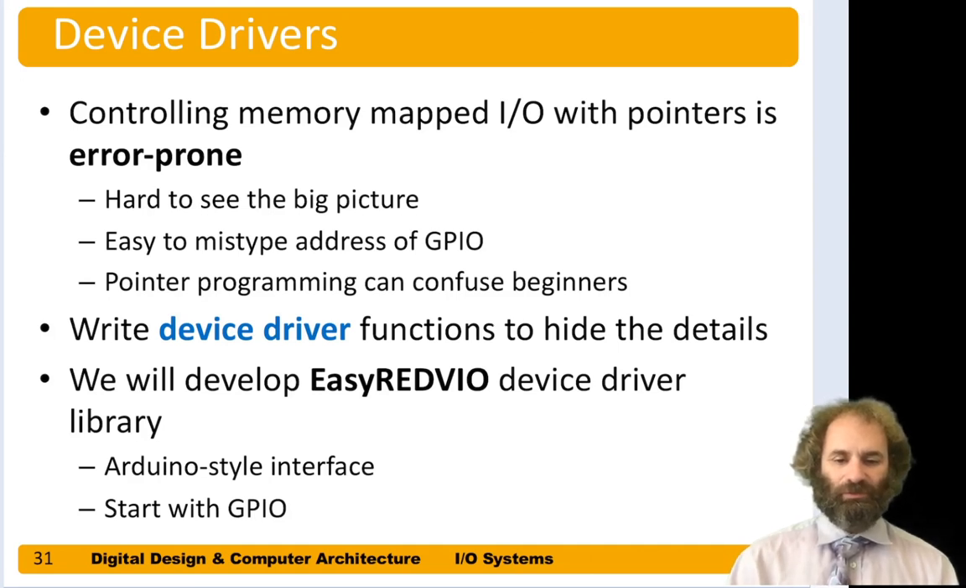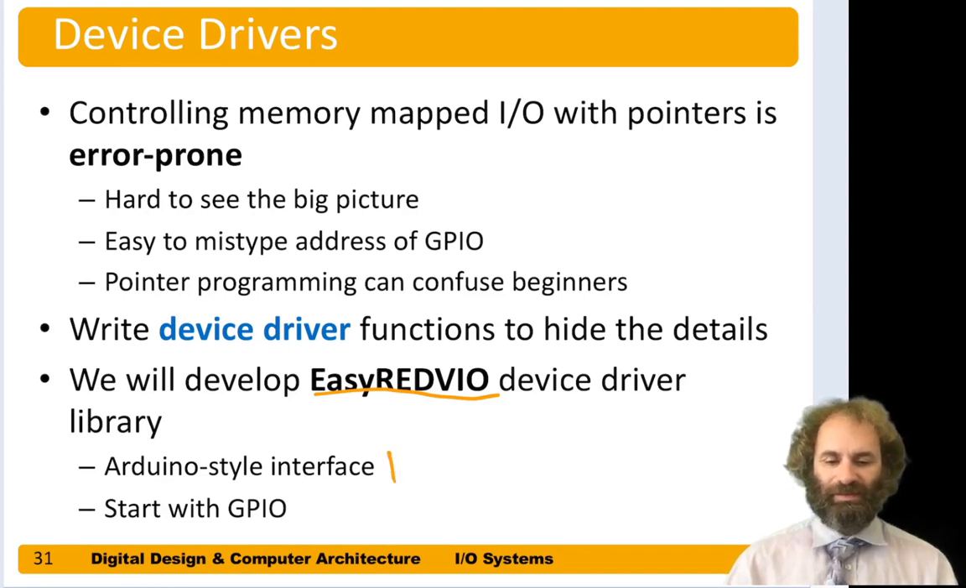This device driver we'll call easy RISC-V. We'll create a header file that defines all these functions. It will give an Arduino style interface to access things, and we'll start with writing the GPIO part.